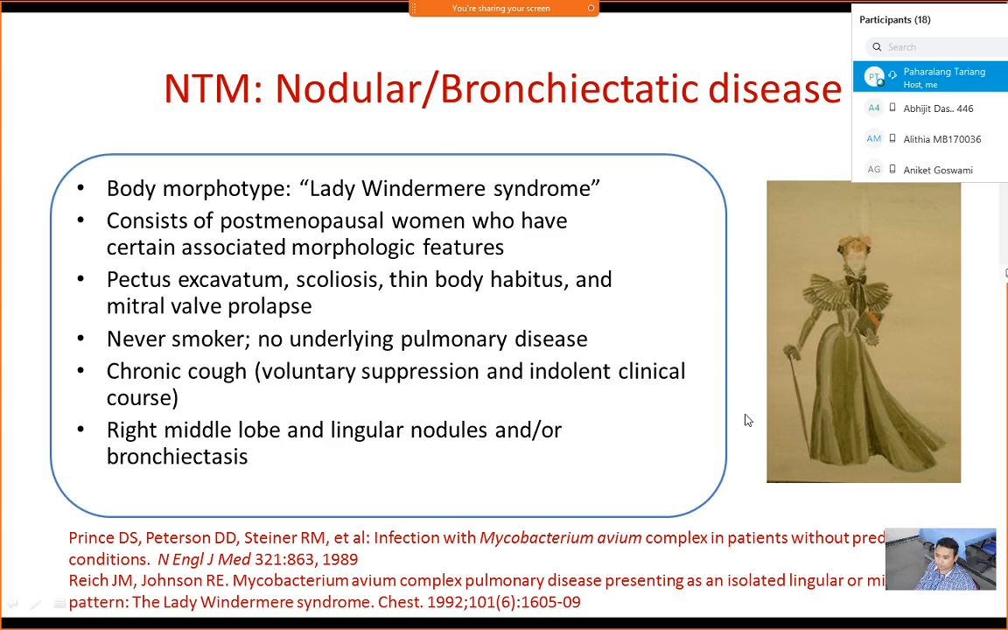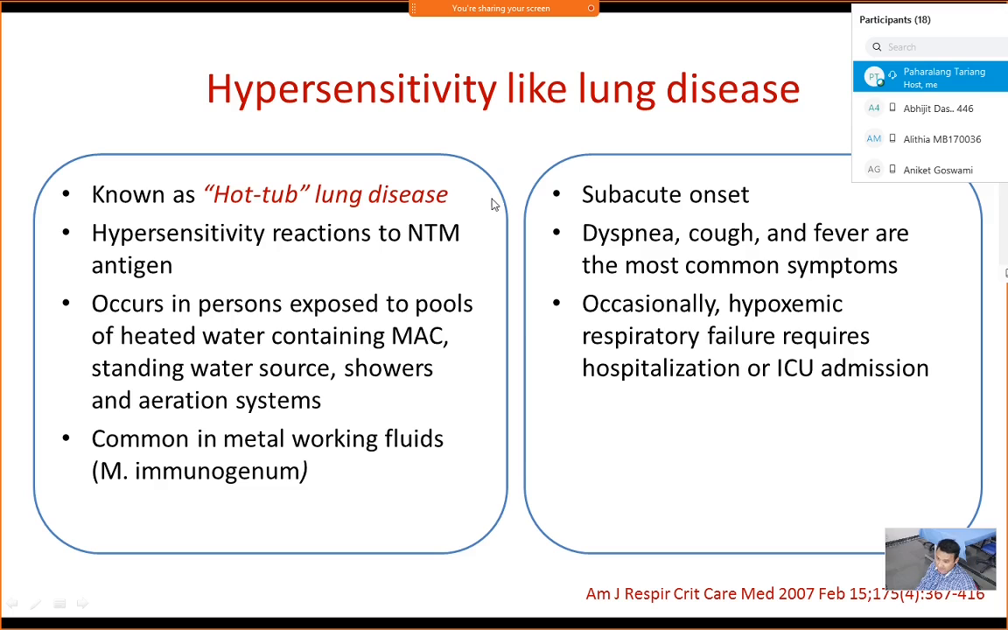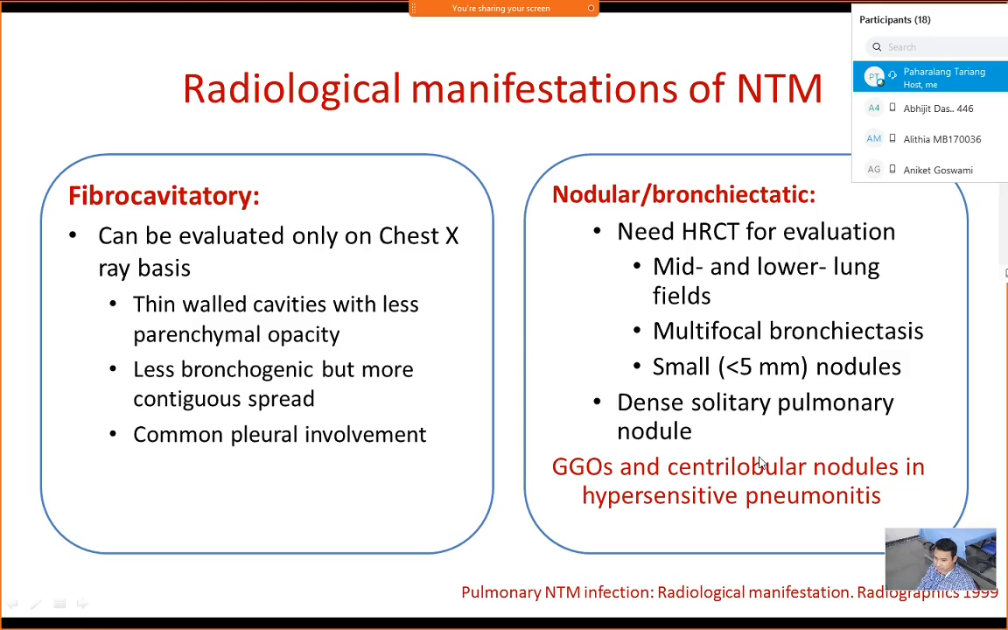Hypersensitivity due to NTM is also known as hot tub lung disease. That's another colloquial term for it. Basically, it is a hypersensitivity reaction to a non-tubercular mycobacterial antigen. It occurs in persons exposed to heated swimming pools containing MAC, and to showers or aerosolized sources. It is usually of subacute onset and presents with dyspnea, cough, and fever, and occasionally may develop hypoxemic respiratory failure requiring admission to the hospital.